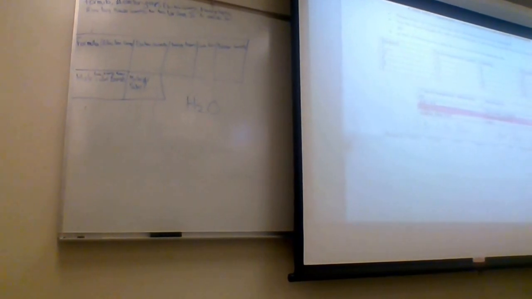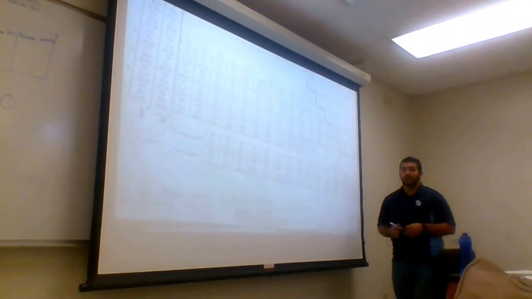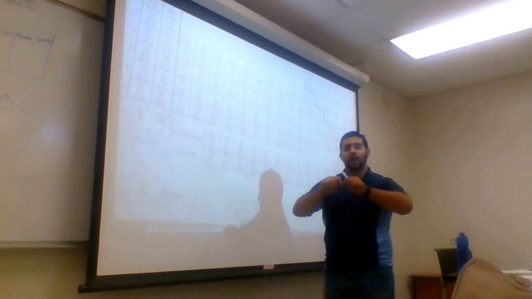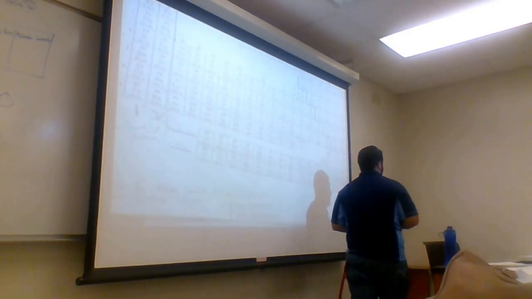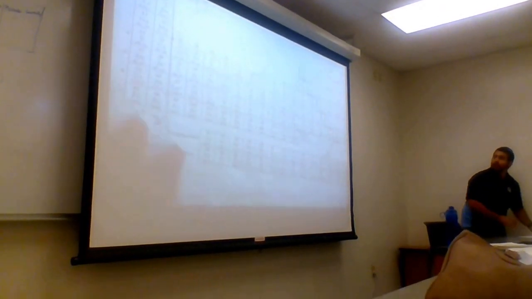The first thing you do when you're trying to draw a Lewis structure is you have to figure out the valence electrons. The valence electrons are very important because they are what connect all the elements together. So here we have H2O, which means we have 2 hydrogens and 1 oxygen.